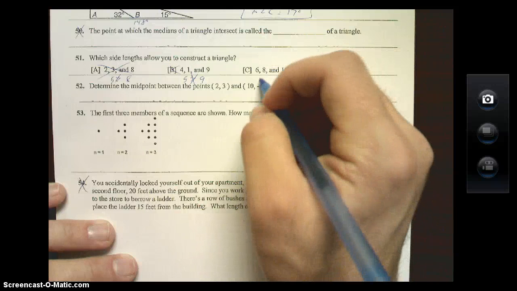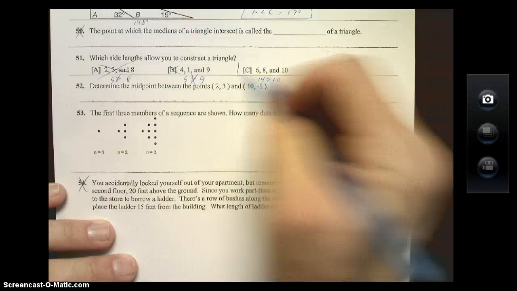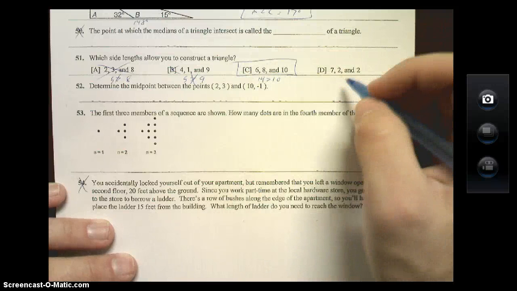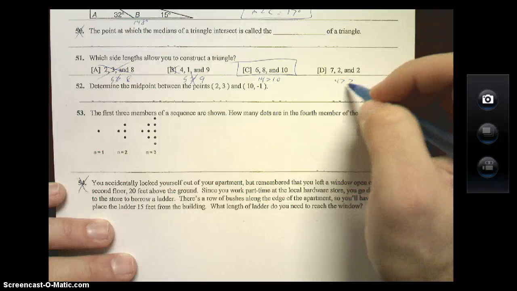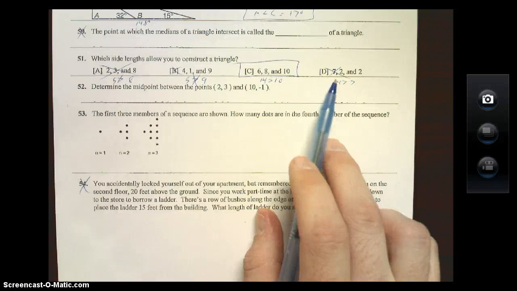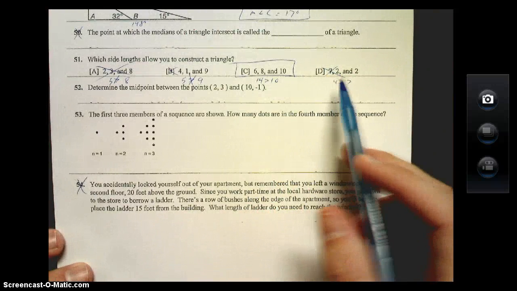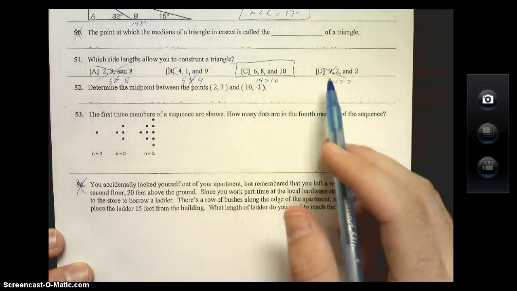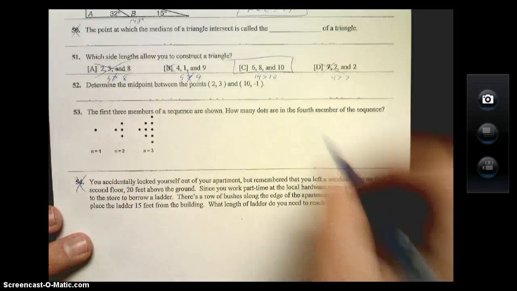C, 6 plus 8 gives me 14. 14 is indeed bigger than 10. That'll work. Just to show you the last one, 2 plus 2 is 4. 4 is not greater than 7. Notice for this last one, just to give you a heads up, be careful, because you might think it's the first two numbers all the time, like 7 plus 2 is bigger than 9, so it works. It's the two smaller numbers, okay? So just make sure you're keeping that in mind when you're doing this.